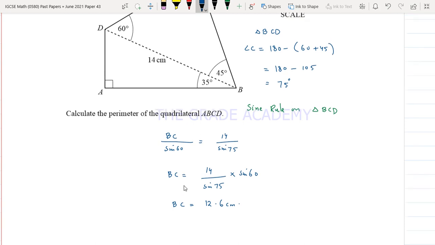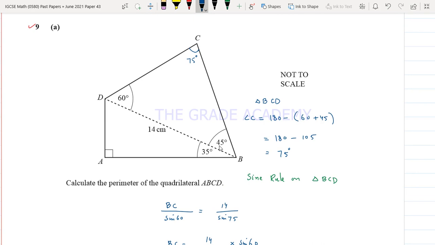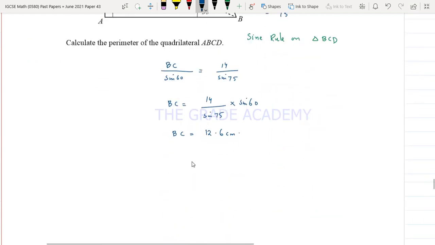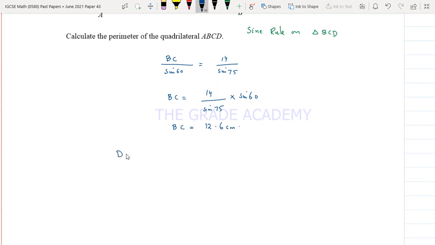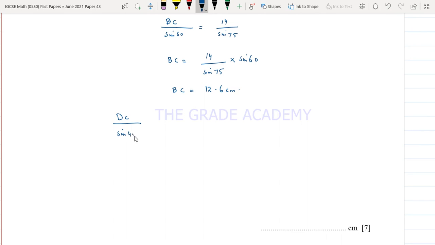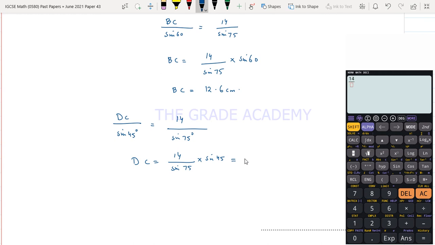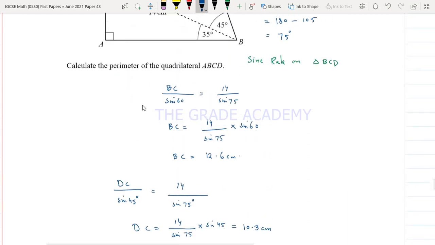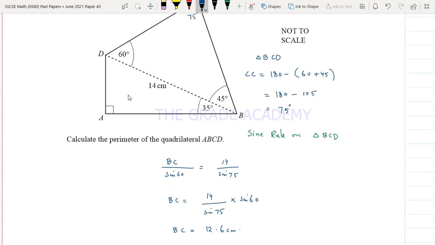Similarly, we can calculate the side DC. So from the same triangle using the sine rule, DC divided by sine of 45 is equal to 14 divided by sine of 75. So DC will be equal to 14 over sine of 75 multiplied by sine 45. So this is equal to 5.5. So now we find the lengths AD and AB from this lower right triangle.